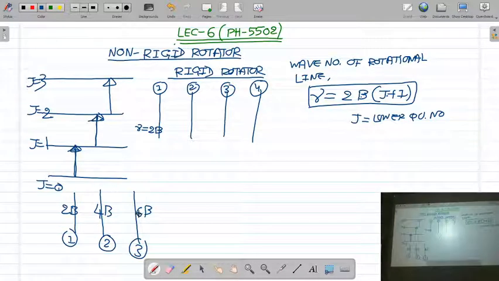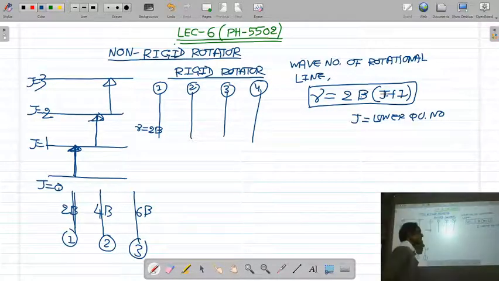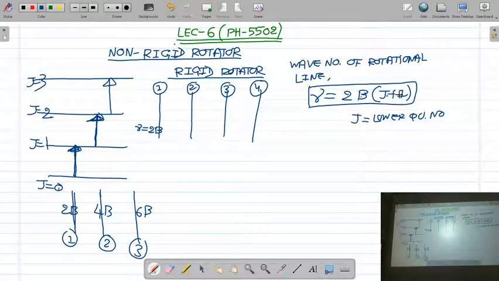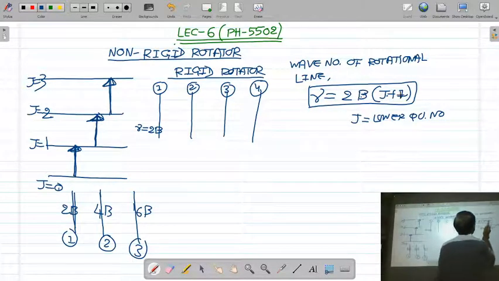So when the molecule makes a transition from J is equal to 0 to 1, we get the first rotational line, with wave number 2B. From J is equal to 1 to 2, we get the second line, 2B (1 plus 1), that is 4B. And from J is equal to 2 to 3, it gives the third line, 2B (2 plus 1), that is 6B.